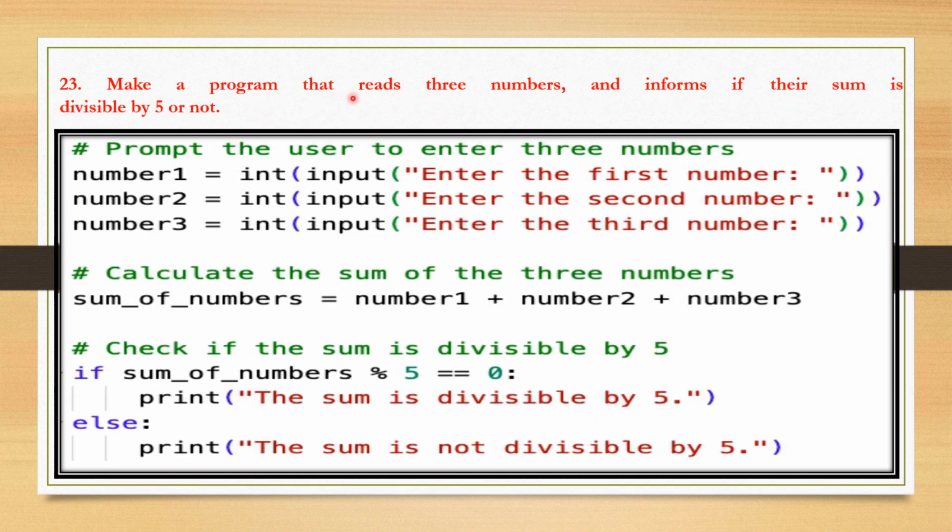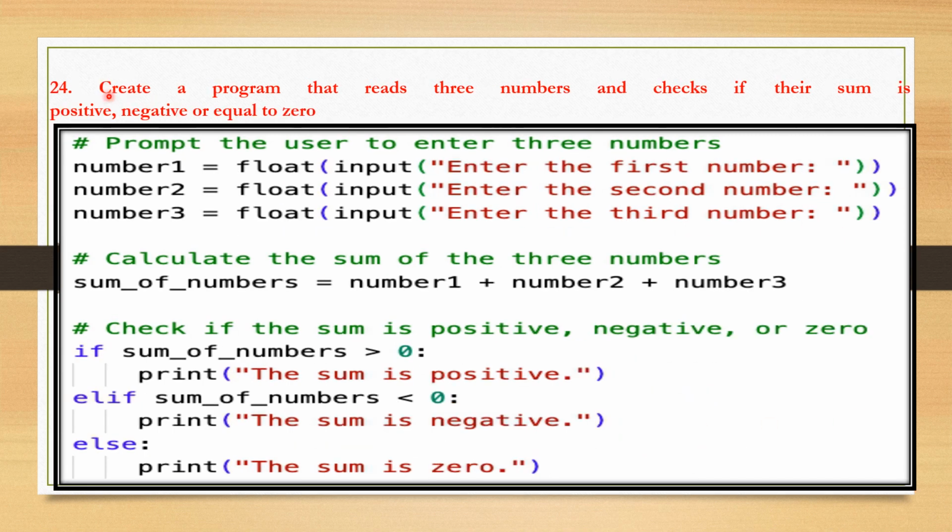Next is the program that reads three numbers and informs whether their sum is divisible by 5 or not. Here first enter three numbers, take their sum using this formula, and then check if the sum of the numbers is divisible by 5. If so, say the sum is divisible by 5, else I'll say the sum is not divisible by 5.